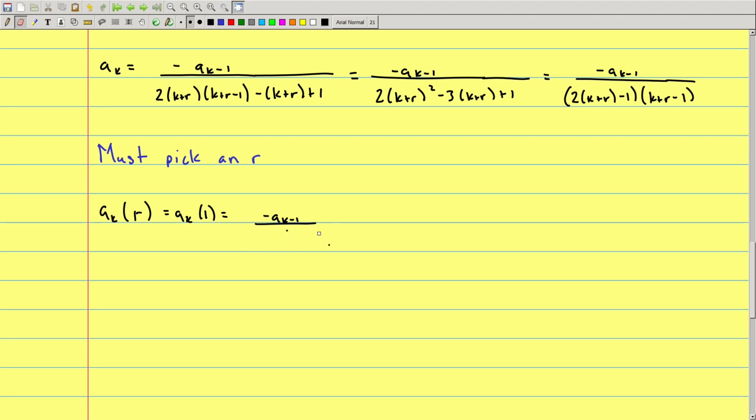Sorry. For some reason, my brain was doing k equals 0, which was wrong, or r equals 0, which is not what I wanted to write. Okay, so we set r equal to 1, and we want to simplify this expression.